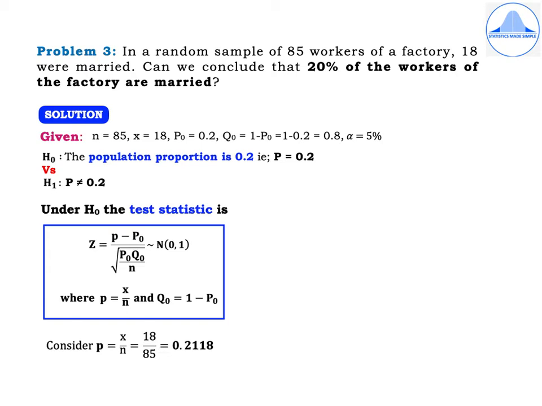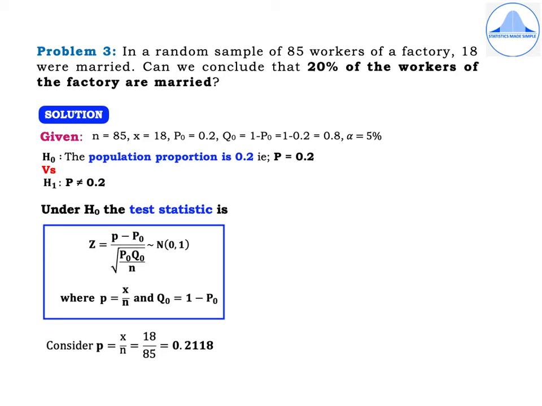So P naught is nothing but 20%, because I have mentioned in my previous video that capital P naught will be given in terms of percentage, decimals or fraction. The question asked is, can we conclude that 20% of the workers of the factory are married? So this 20% is nothing but capital P naught, which is the proportion of workers who are married in the population. So under solution, write given n is equal to 85, x is 18, P naught is 0.2.